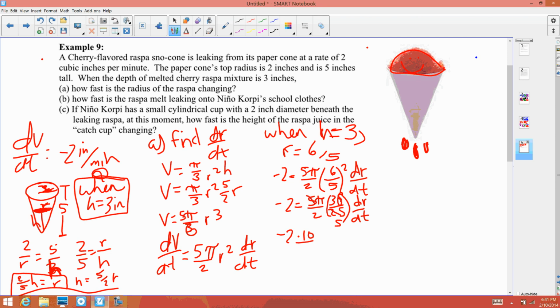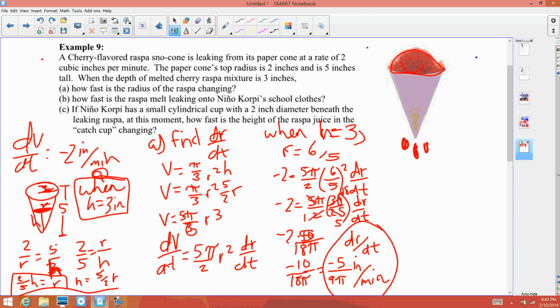That's fine. So actually, I could simplify even more. We get 1 and 18. Alright, -2 times 5 over 18 pi. Still have that pi there. So -10 over 18 pi, which can still be reduced to -5 over 9 pi inches per minute. So that's dr/dt. So the radius at that point is decreasing at a rate of 5 over 9 pi inches per minute.